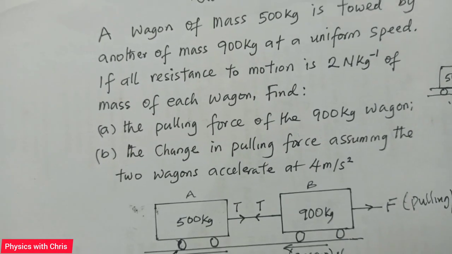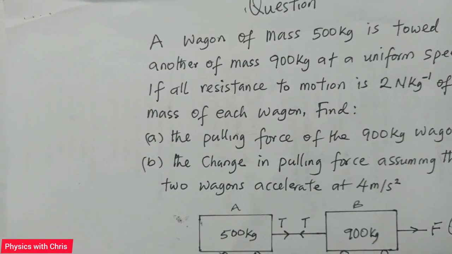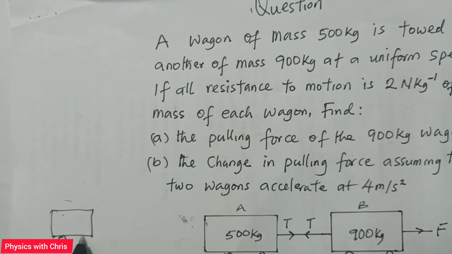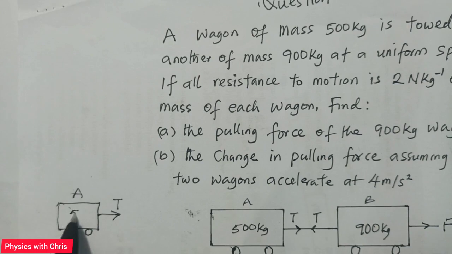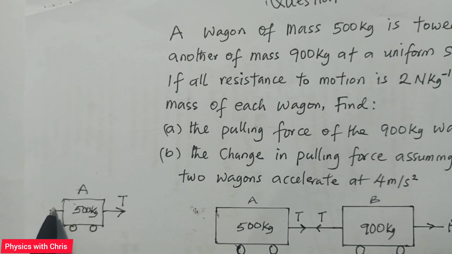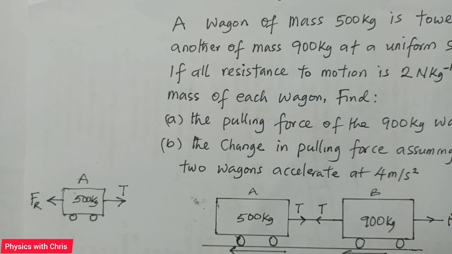I want to do a free body diagram of each of these wagons. Okay, so let me move to this side now and draw for the first wagon. The free body diagram shows all the forces acting on the object. That is, this is my wagon A. I can divide this rope into two. Okay, so this is the 500 kilogram mass. Now the frictional force acting against motion is this. Let's call that Fr. That's the dynamic frictional force acting against motion. So that's for wagon A.